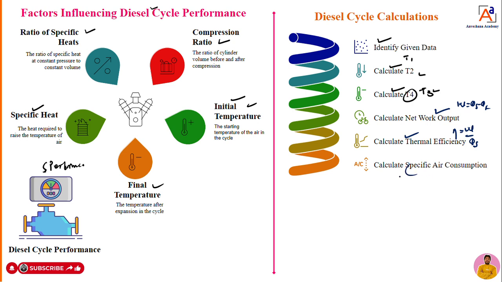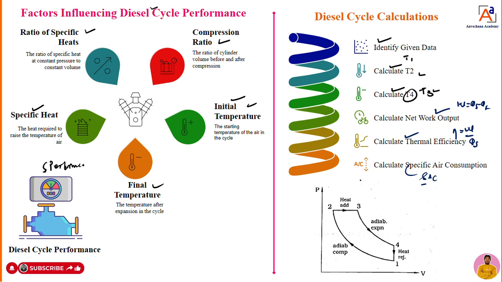Then the last one is I need to calculate the specific air consumption. That is SA, specific air consumption, SAC you can call. These are the steps I need to follow to solve this numerical.